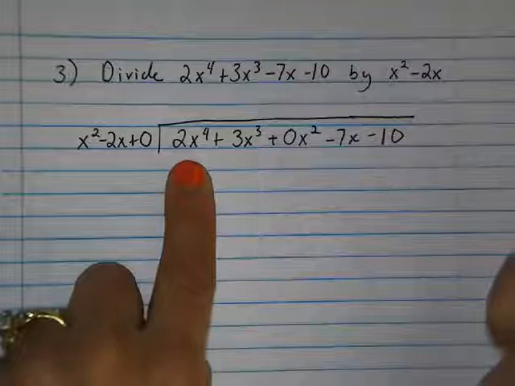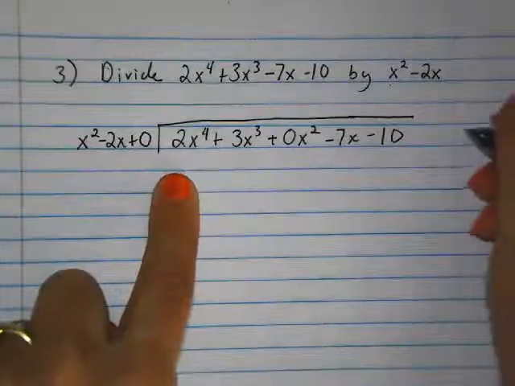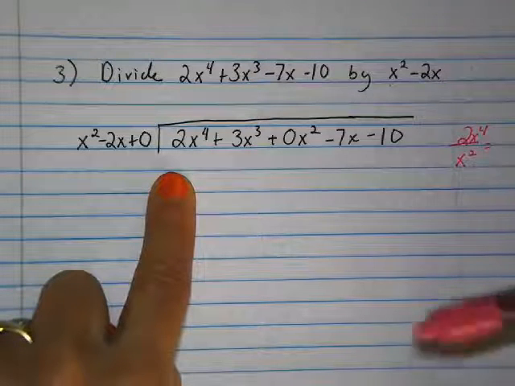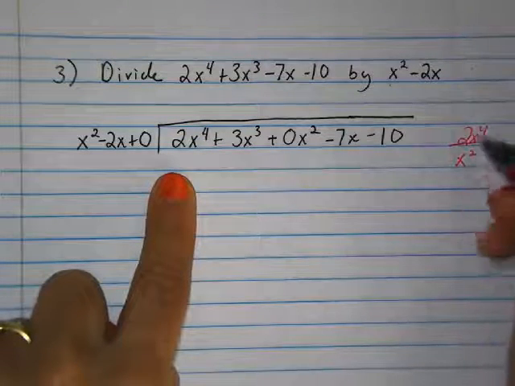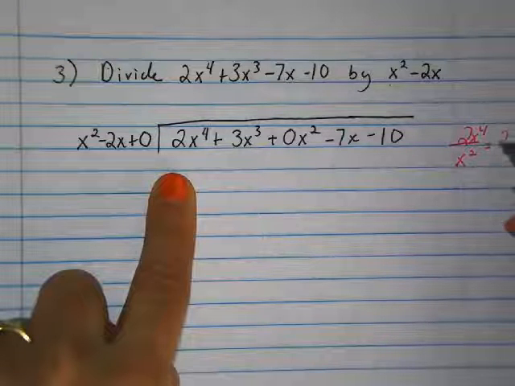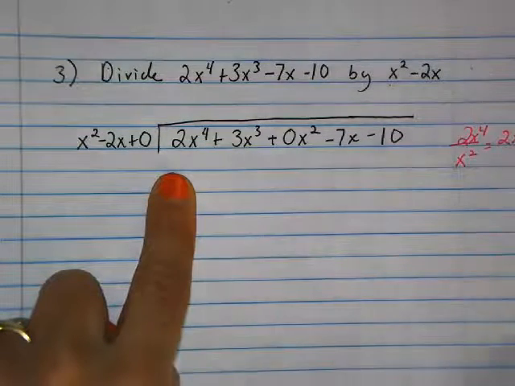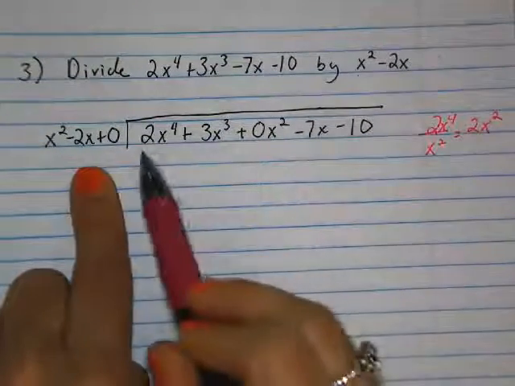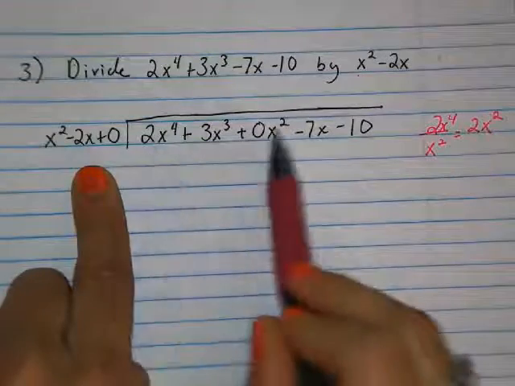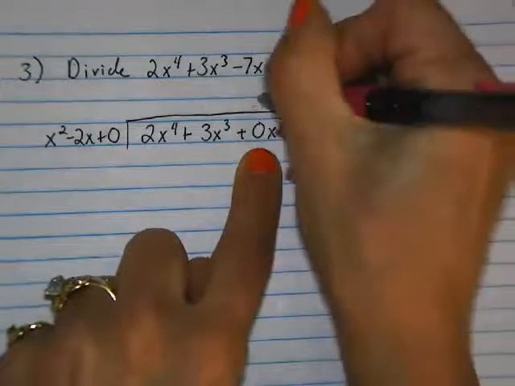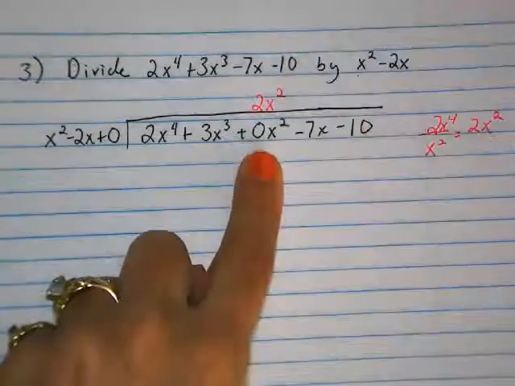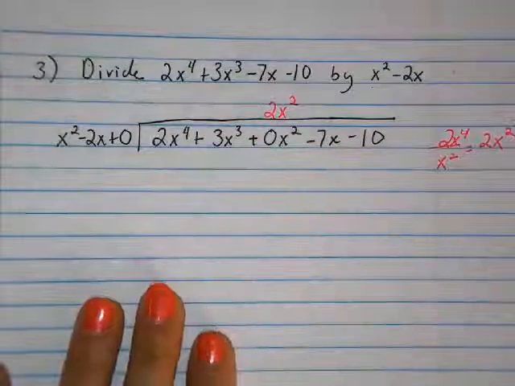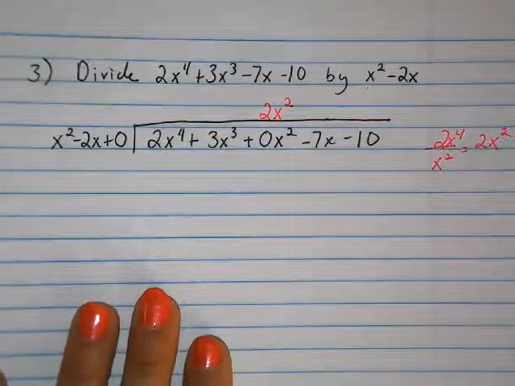First term divided by first term. So 2x to the 4th divided by x squared is 2x squared. Now, do a quick thing. Look at this, it's an x squared. Where does he go? There's an x squared. Let's put him right on top. Okay, so I really want you guys to pay attention that you're putting the term in the right spot. Okay? Now what?